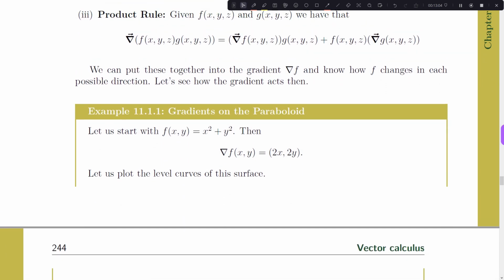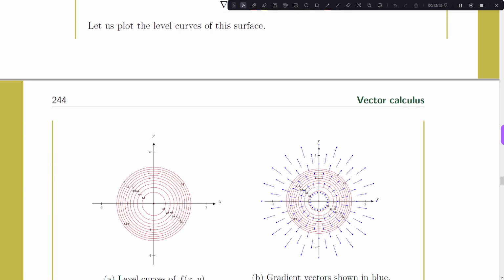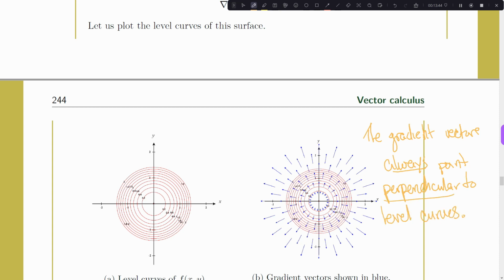But the nice thing here is that if we look at level curves, that's what's special about this example. If we look at level curves of this scalar field, and then we plot the gradients as vectors, the gradient vectors always point perpendicular to level curves. So we can see that over here. This arrow is pointing exactly perpendicular to the level curve, and no matter where I look, the same behavior occurs.